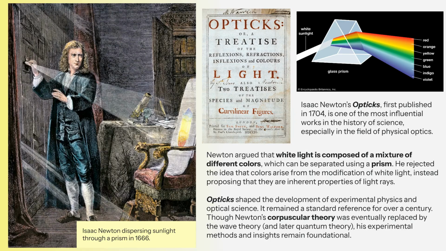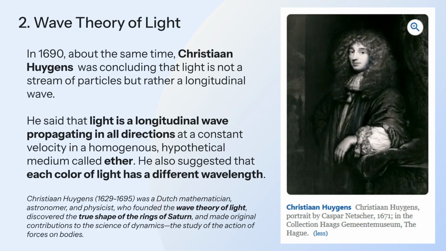In 1704, Newton published Optics, which became a foundational text in physical optics. Physical optics is the study of the properties and behavior of light. In 1690, at the same time Newton was promoting particles, Christian Huygens proposed a wave model.